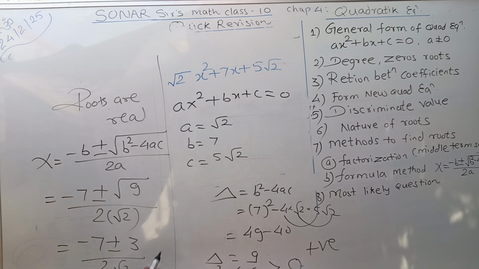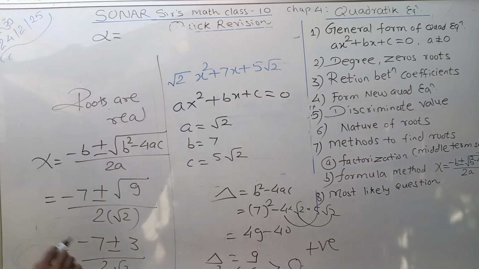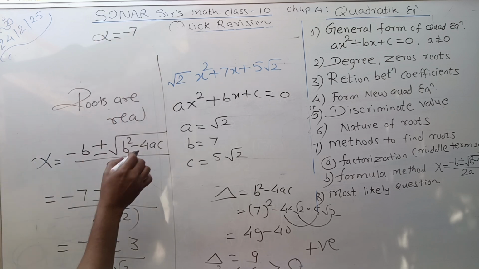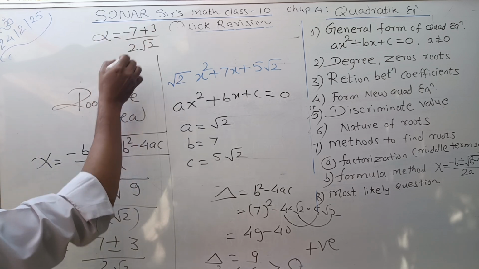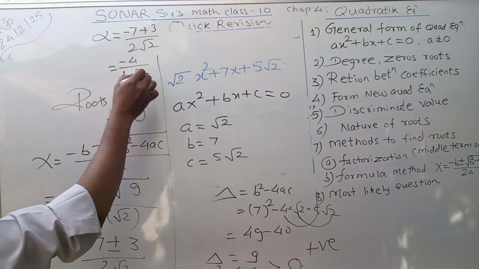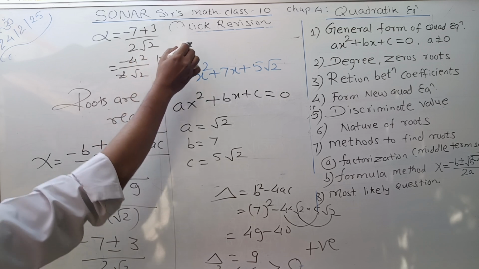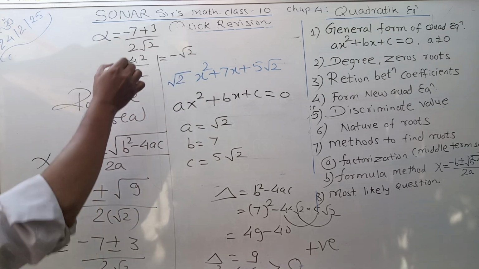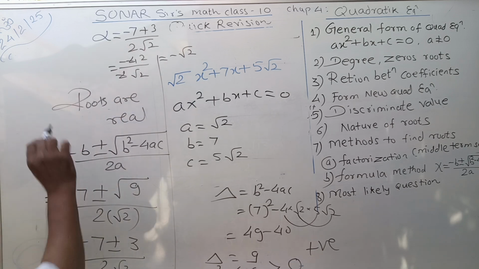If we take the minus sign, we'll get the second root. So I'm going to solve this here just because of the space. Alpha, the first root, is minus 7 plus 3 upon 2 root 2. So minus 7 plus 3 is minus 4 upon 2 root 2. 2 ones are 2, 2 twos are 4, and further root 2 root 2 is root 2. Further we can divide it into root 2 into root 2, and one root 2 will get cancelled.